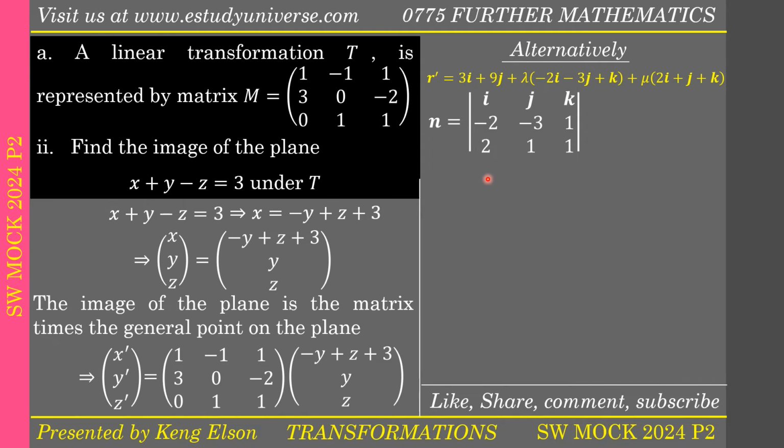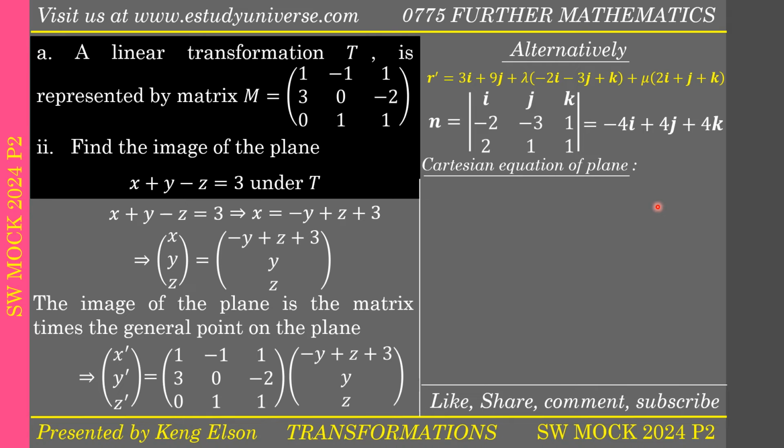Now if we do the matrix, like finding the determinant, when we cover i, we are going to get -3 minus 1, which is -4. When we cover j, we are going to get -2 minus 2, which is -4, but since j carries a negative, it becomes +4. When we cover k, we have -2 minus -6, that is -2 plus 6, which is +4. So at the end of the day, doing it correctly, we get -4i plus 4j plus 4k. So this is a normal vector to the plane.